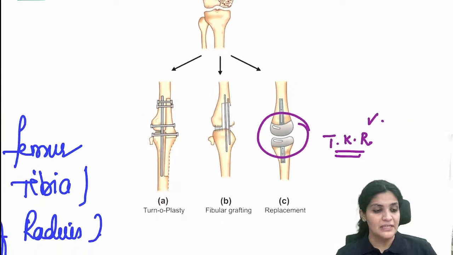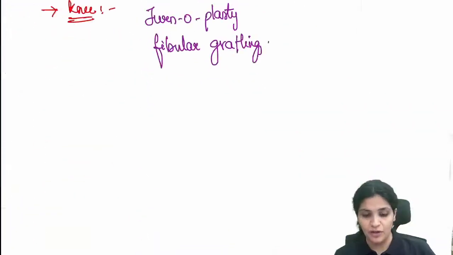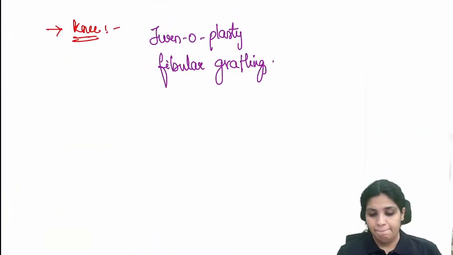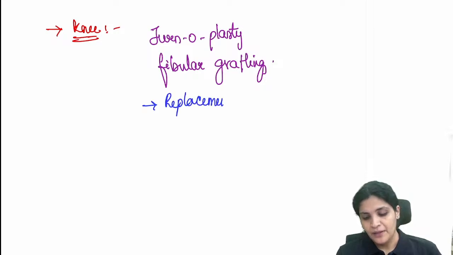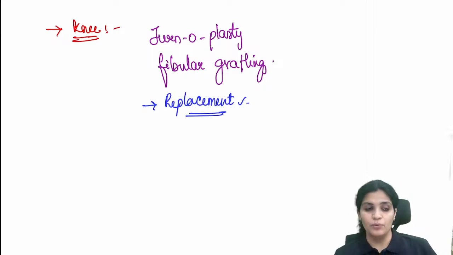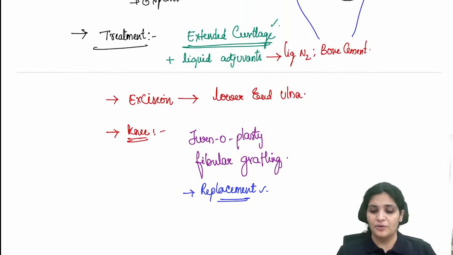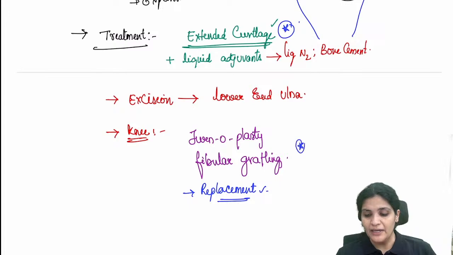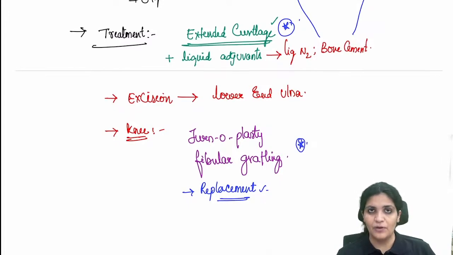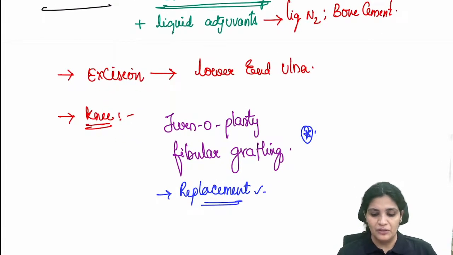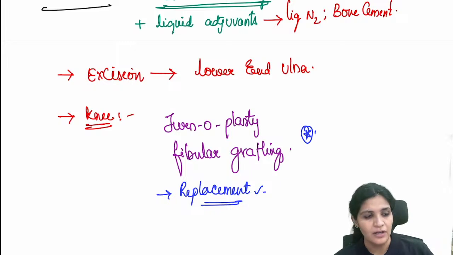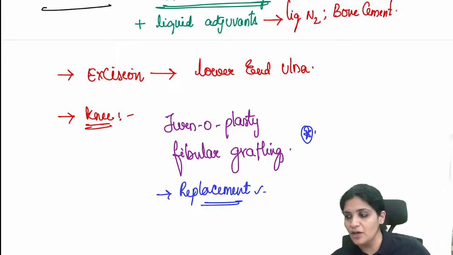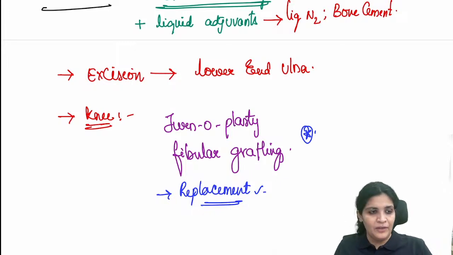Totally replace. So these are the procedures for treating your giant cell tumor. But usually the treatment we do is extended curettage. Very, very important. And for other surgical procedures where it cannot be done by only extended curettage, you can go for tunoplasty or a fibula replacement. So that is about your giant cell tumor, or your osteoclastoma.